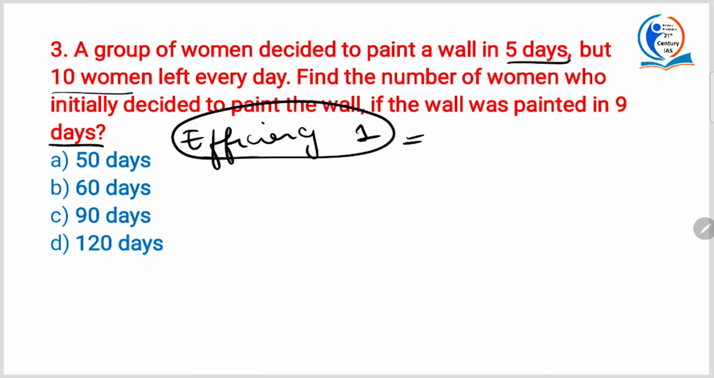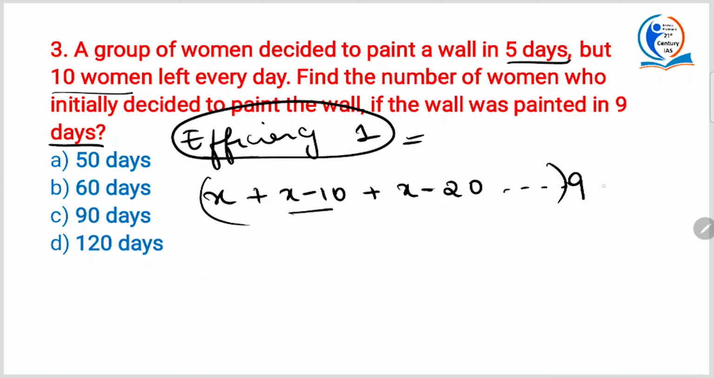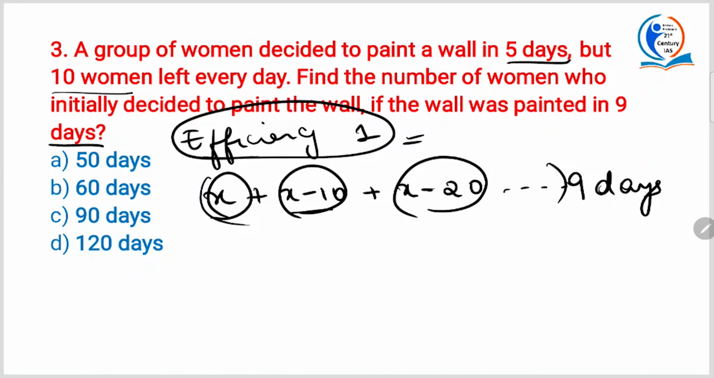Now, on day 1, how many women were there? There were total x women. Let it be x. Okay. On second day, it would be x minus 10. On the third day, it would be x minus 20 because x minus 10 minus 10, right? So, x minus 20, so on for 9 days. This went on for 9 days. So, if you observe the terms, they are the terms in an AP with common difference 10.